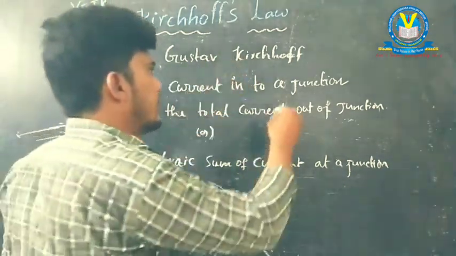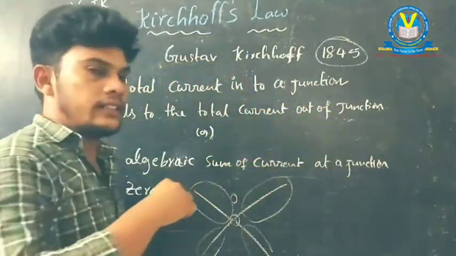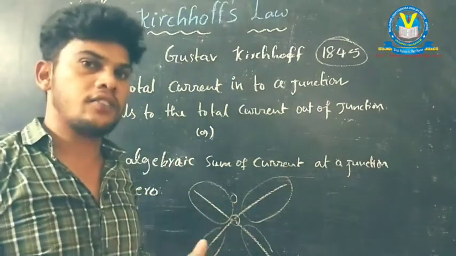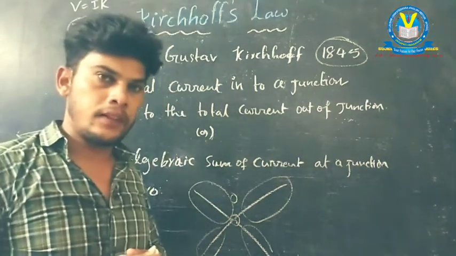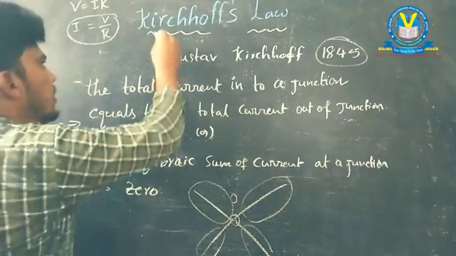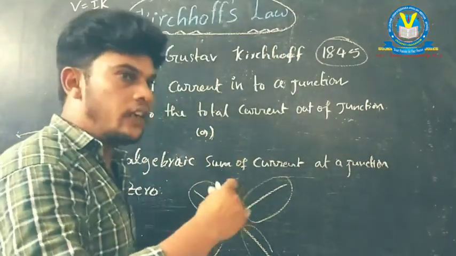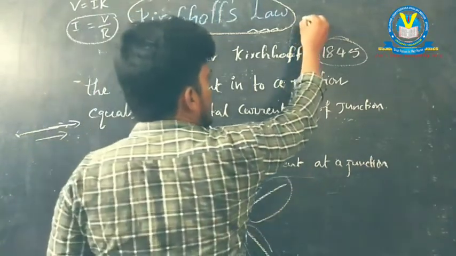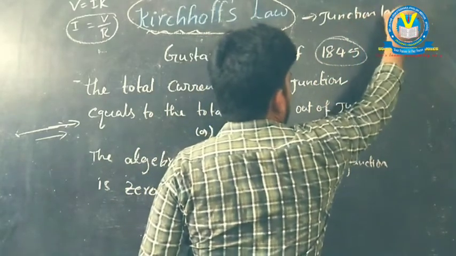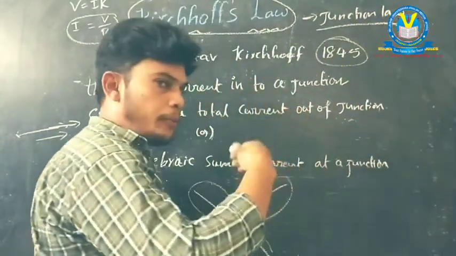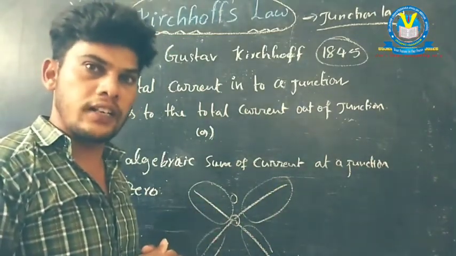Gustav Kirchhoff, in the year 1845, that scientist Gustav Kirchhoff belongs to Germany. He is a German physicist. He proposed a law. That law is called Kirchhoff's first law. It is also called Kirchhoff's first law, and another name is junction law. What is the other name? Junction law. He proposed the junction law.